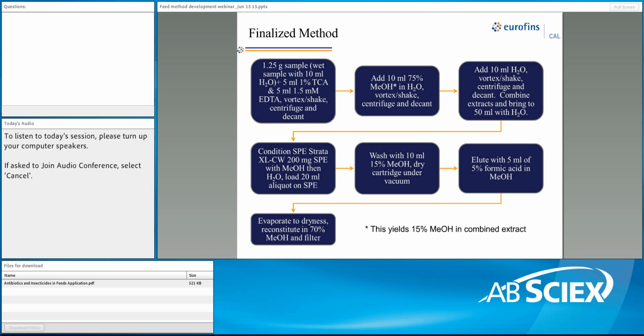Our final step before going to the SPE was to add 10 mLs of water to the sample and go through the same process, vortex shaking. We'd combine the extracts and then bring those to 50 mLs with water. We then run through the SPE cartridge, which is a 200 milligram Strata XL-CW. We would wash with 10 mLs of 15% methanol to ensure that we keep our analytes on the column. Finally, we would elute with 5 mLs of 5% formic acid in methanol, evaporate the samples down to dryness, reconstitute in 70% methanol, filter, and they're ready for analysis.